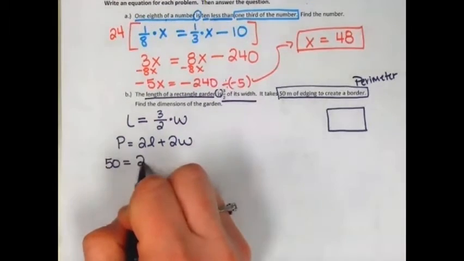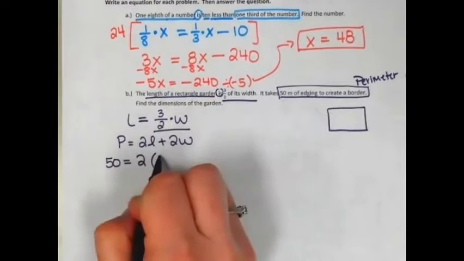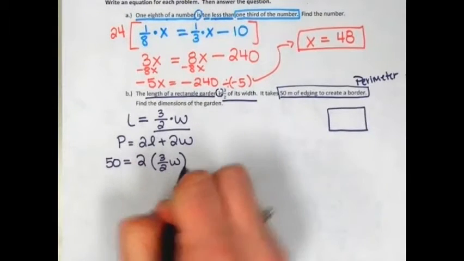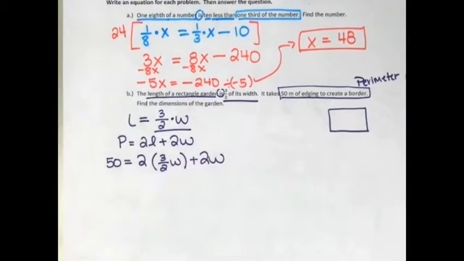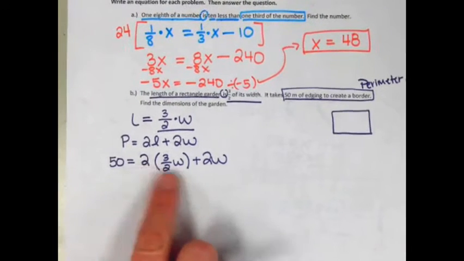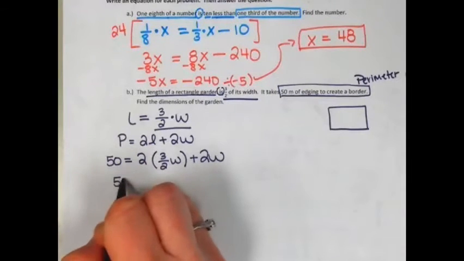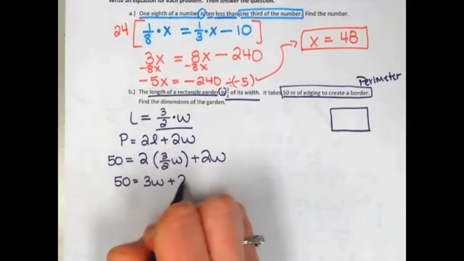Equals. 2 times, what is my length? What do we say my length equals? 3/2 times W plus 2 times, isn't our width just W? Yeah. Now, would we know how to solve this? Do I need to multiply everything by its common denominator? No, because I'm taking 2 times 3/2. And what's 2 times 3/2? What happens to those 2's? Don't they just cancel? And I'm left with 3W plus 2W.